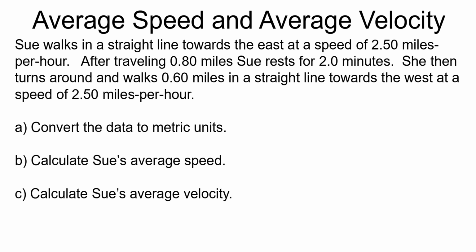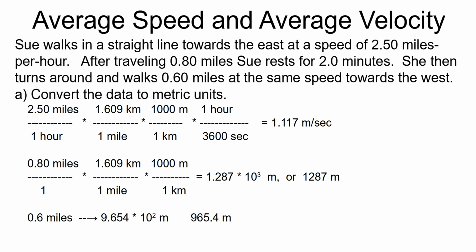So let's convert units. We'll calculate average speed and we'll calculate the average velocity. First, the conversion to metric units, 2.5 miles in 1 hour. We can get rid of the miles unit by applying a factor of 1.609 kilometers to 1 mile. The miles units will cancel here. Then to go to meters, 1,000 meters for 1 kilometer, the kilometer units will cancel. And to convert the hours into seconds, 1 hour is 3,600 seconds, so the hour units will cancel.